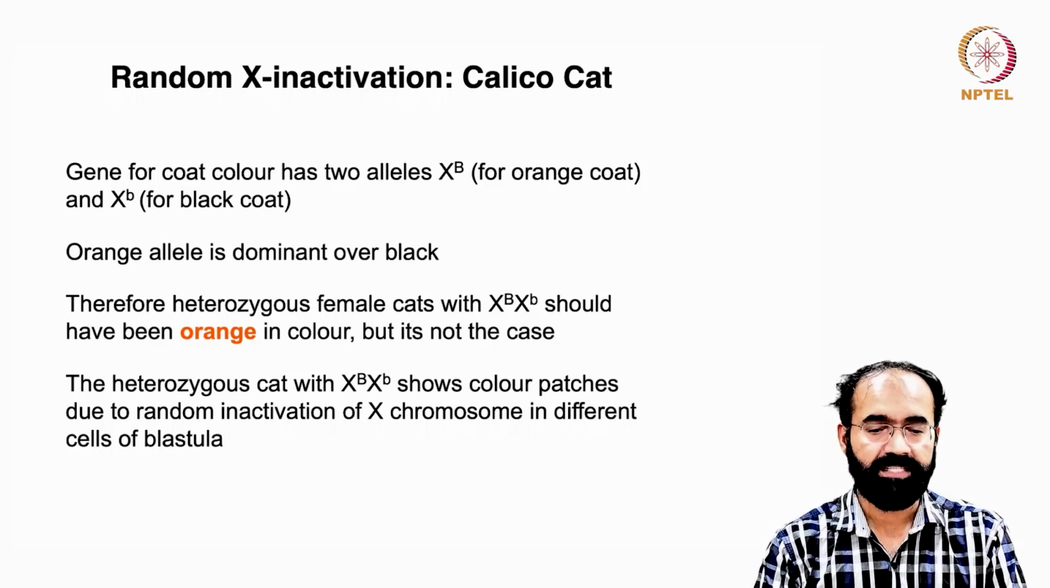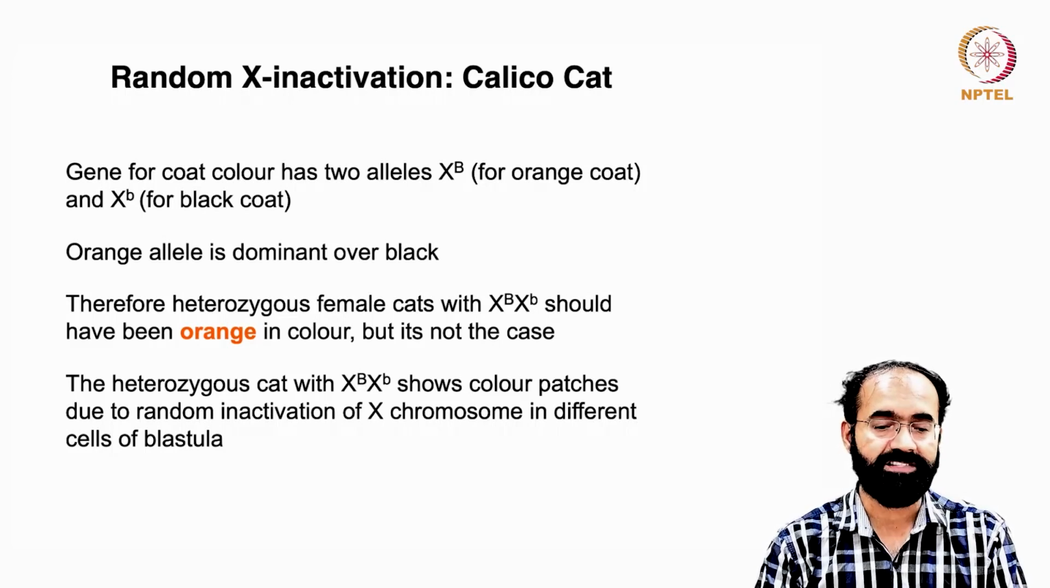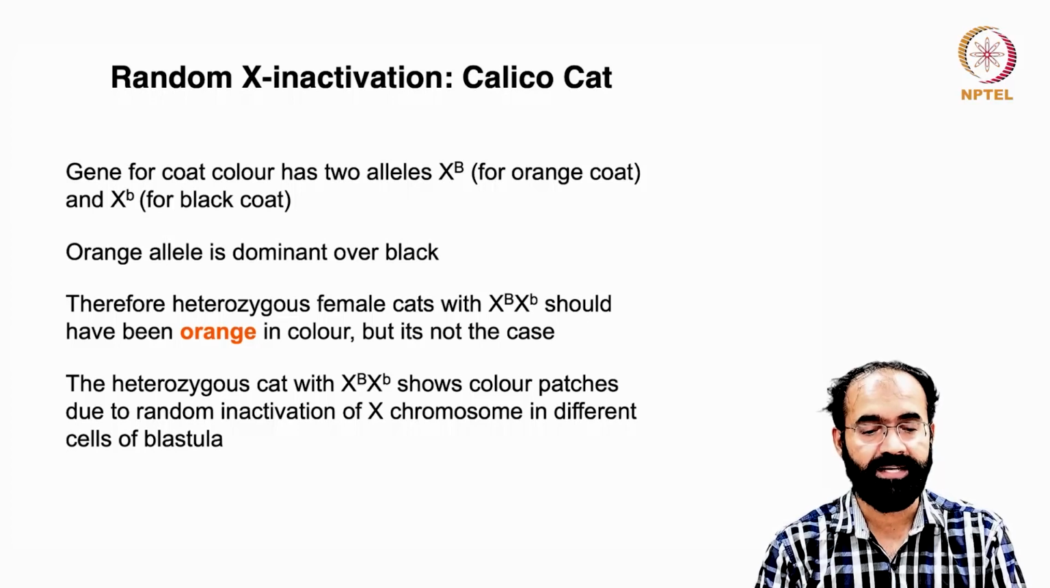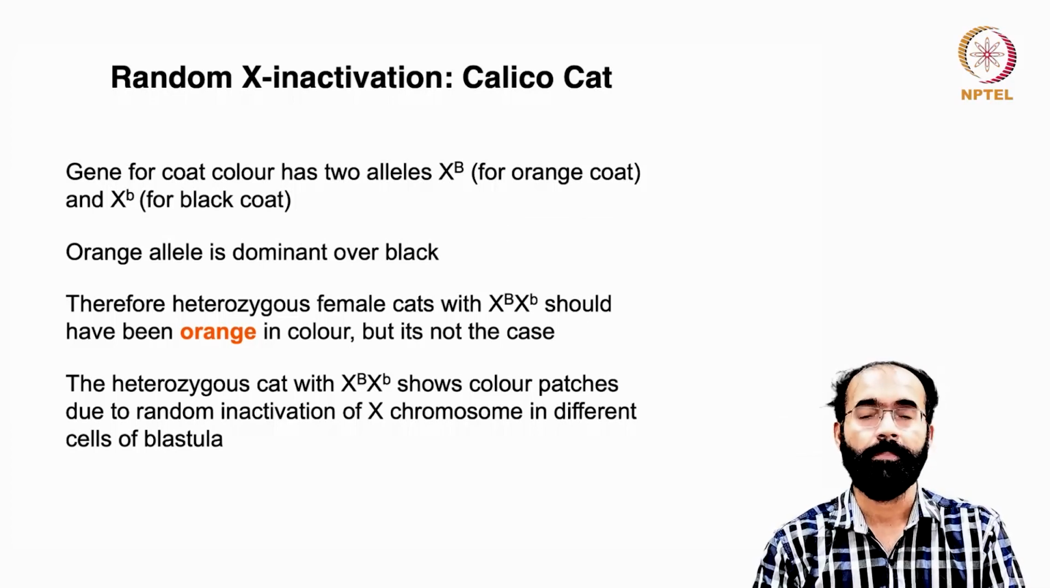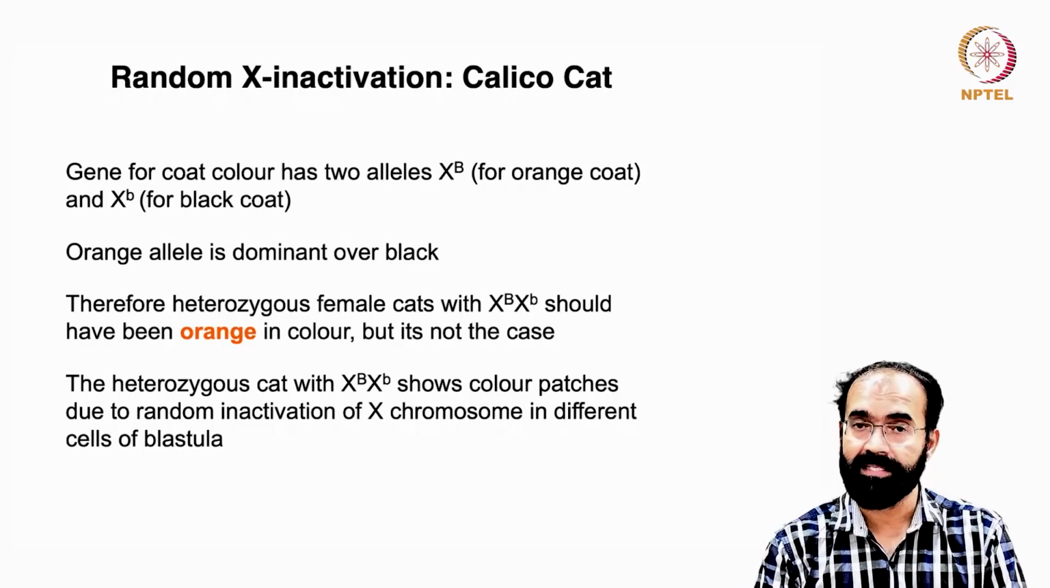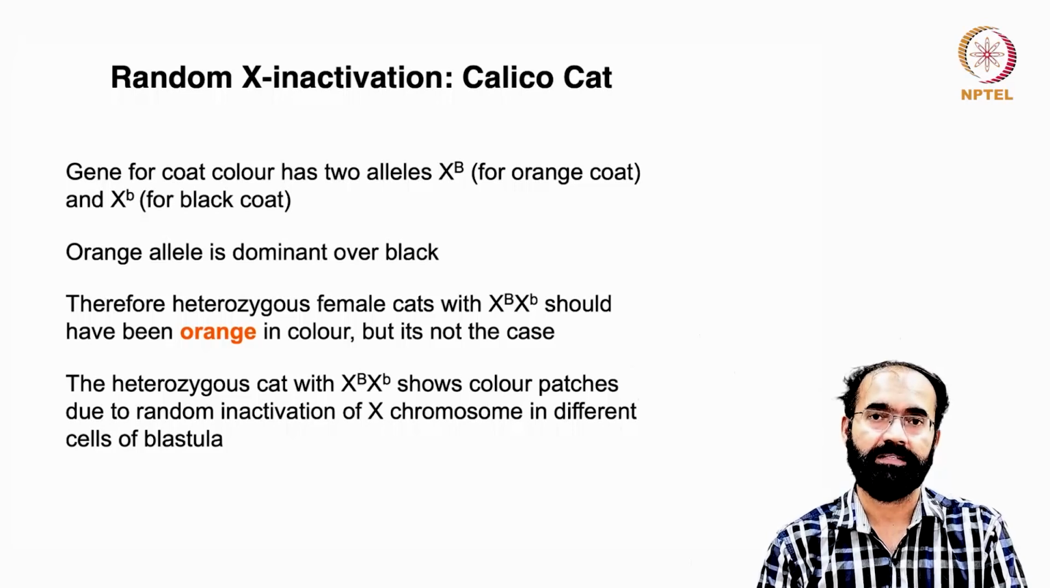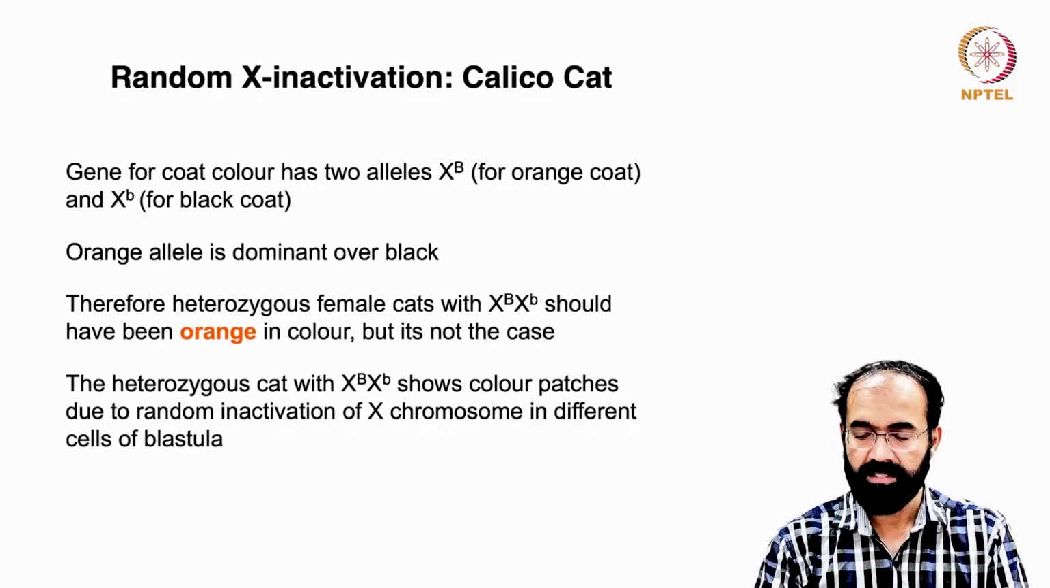Why? The heterozygous cat with X capital B, X small b shows color patches due to random inactivation of the X chromosome in different cells of the blastula. So why did it not show orange? Because both X chromosomes are not expressing in one cell to give an orange color. In some cells, the orange-bearing X chromosome is inactive. So naturally in those cells the other X chromosome is active, and that will show the black color. That's how the calico cat is formed.